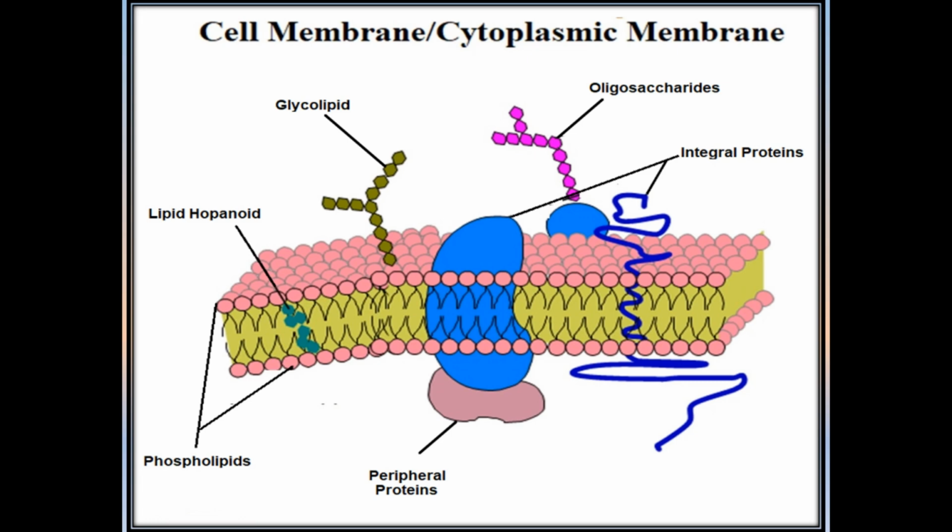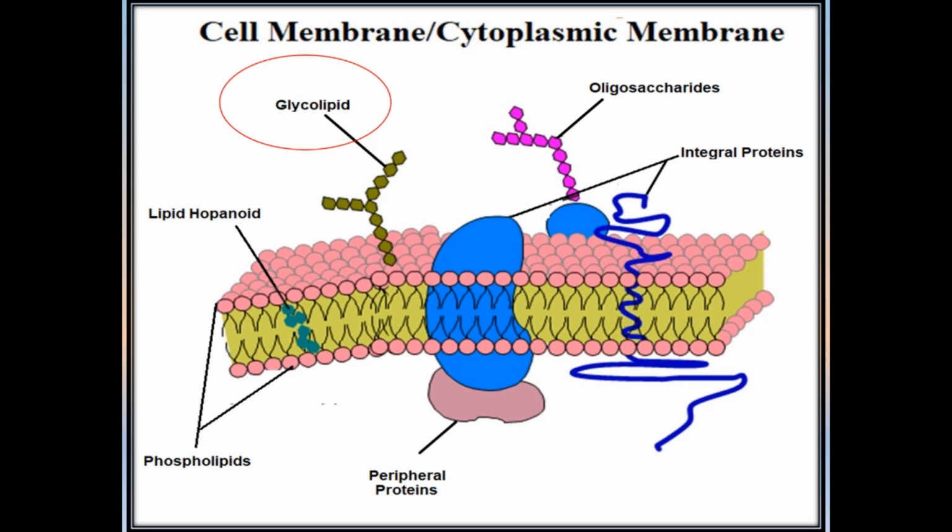Now if you see here, these are the integral and peripheral proteins embedded in the cell membrane structure with the phospholipids. Some proteins are attached to carbohydrates, so these are also called glycoproteins. The proteins work as channels and mediate transport of solutes. Now, these are the oligosaccharides, a class of carbohydrates which play a structural role including several other functions.